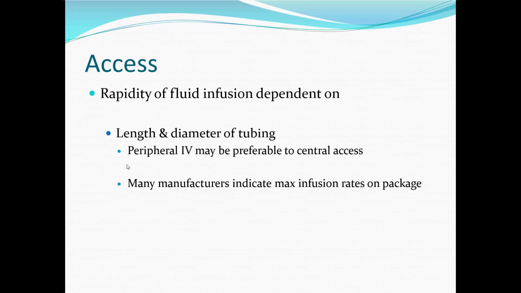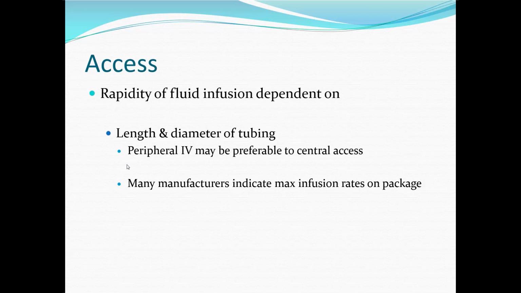So you'll see some variability on exactly what the max flow rates are because there's so many different products out there. But for the typical 7 French 20 centimeter central line, where the distal port is a 16 gauge catheter, because of the length of it, it's going to take you a little over 20 minutes in most lines to get that liter of fluid in, where even with a 20 gauge peripheral IV, you might be able to get that liter in less than 20 minutes.